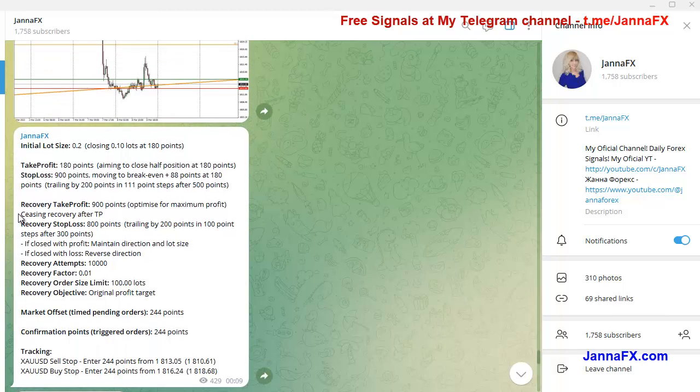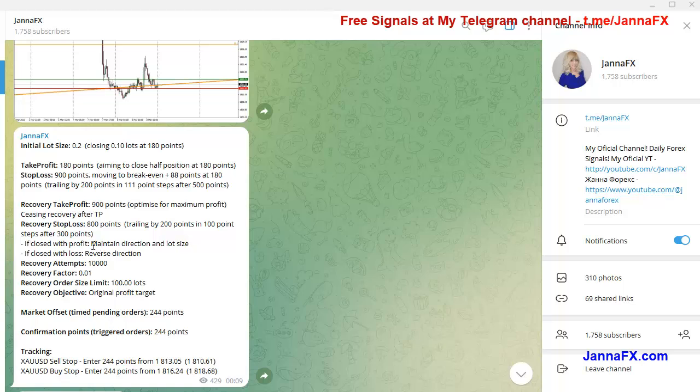And so that part of the explanation. This is the recovery system, which is built into the EA. And with this one, you can also do it manually if you want. All it does is that, you see, we're going for take profit the same in recovery system, 900 points, the stop loss 800 points. I have a trailing here where it will be closing some profitable positions again and trail the rest, for example. But if it's still closing with profits but not making until we want it to finish, it will continue to recover and open new trades.